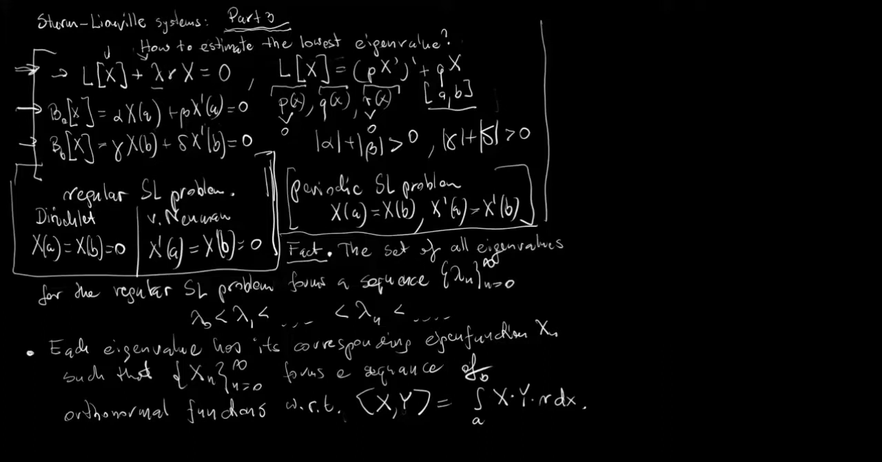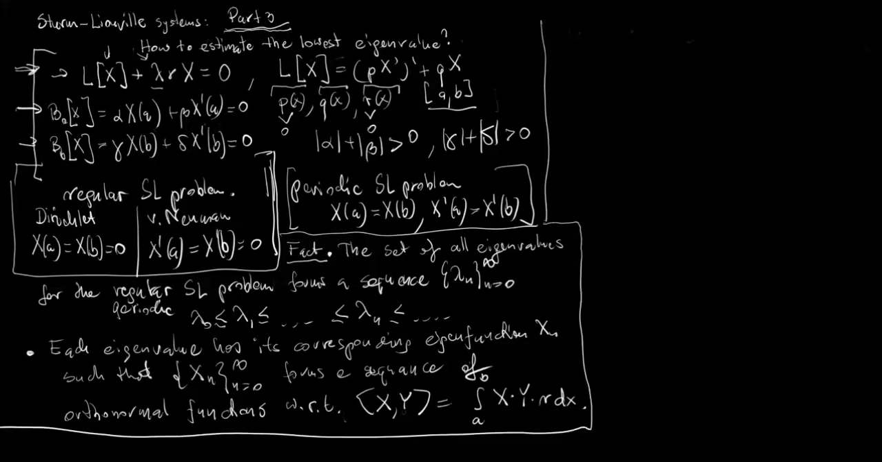Okay, and this fact is also true for the periodic Sturm-Liouville problem, with a difference that the sequence of these eigenvalues is now not decreasing. So simply some of the eigenvalues can be equal to each other because they can have multiplicity.